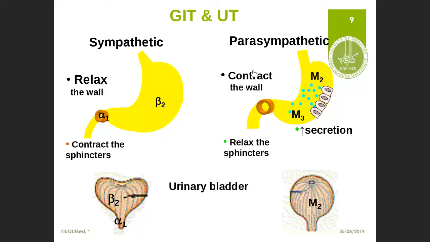But if you are in a parasympathetic, relaxed state, for example today is the weekend and most people at night will go to enjoy their Albaik, KFC, or McDonald's, what happens at that time? When you are in a relaxing phase, the stomach walls are contracting, producing more hydrochloric acid to digest the food, with increased secretions.